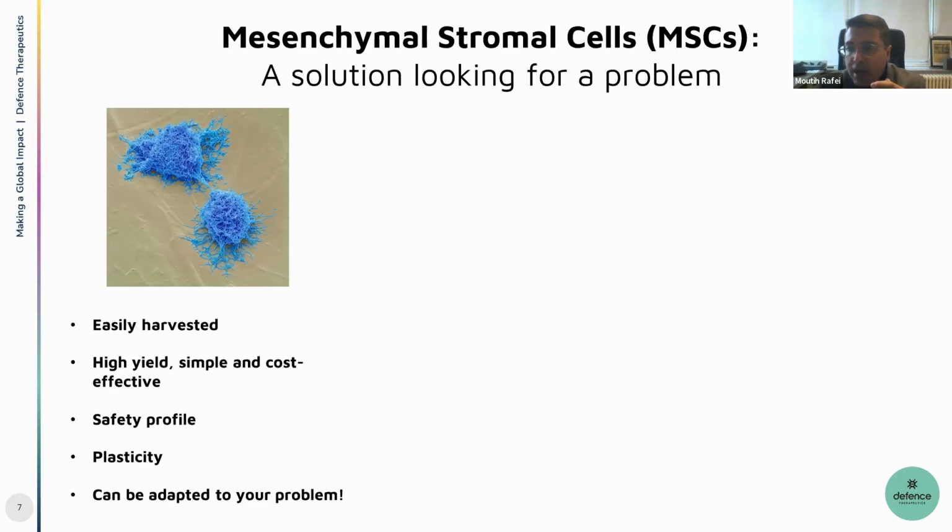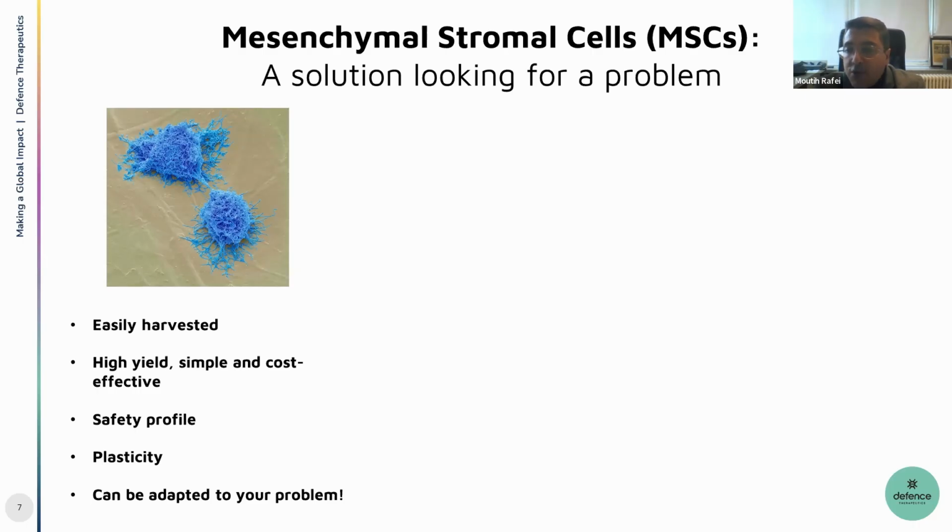Well, first of all, MSCs are very easily harvested. You can take a single small bone marrow aspirate from any individual, and you can easily put these cells in culture and expand them to billions of cells, which you can freeze and thaw. So you end up having a high yield, simple expansion approach that is cost effective. And of course, you have a very good safety profile. There have been hundreds of clinical trials conducted with MSCs, and none of them have shown any negative impact on patients' health.